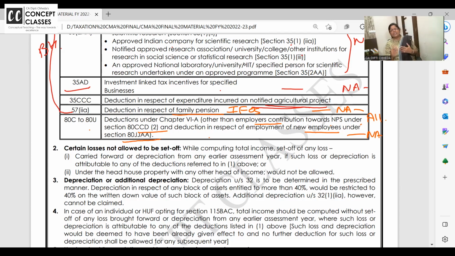I don't think they'll ask you in this much depth. 80JJAA, what is in it? If you employ new workers and you pay them 100 rupees wages, 30%, you get additional deductions. Because you are helping to meet one of India's major problems, that is unemployment. So 80C to 80U, you cannot claim any deduction if you are going for the new tax regime, except 80CCD(2) National Pension Scheme and 80JJAA.